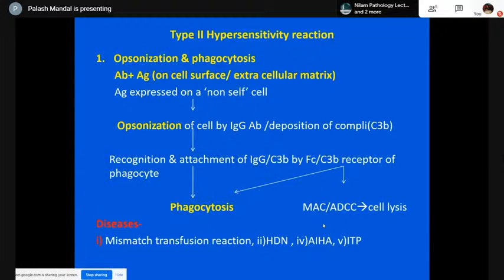If you are asked what are the examples of type 2 hypersensitivity reaction happening in the body, one is the mismatched blood transfusion reaction, which is a normal phenomenon. Actually, it's not an exaggerated thing; we have done a mismatch by mistake, that is an iatrogenic error. However, AIHA and ITP are true examples where the body's own immune system is showing an exaggerated or faulty reaction, leading to hypersensitivity reaction.